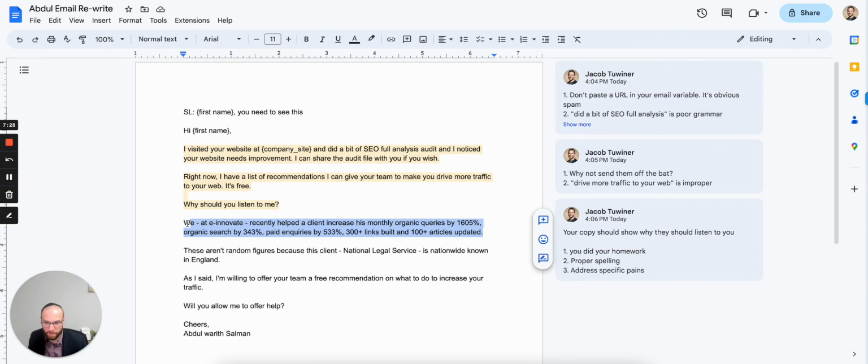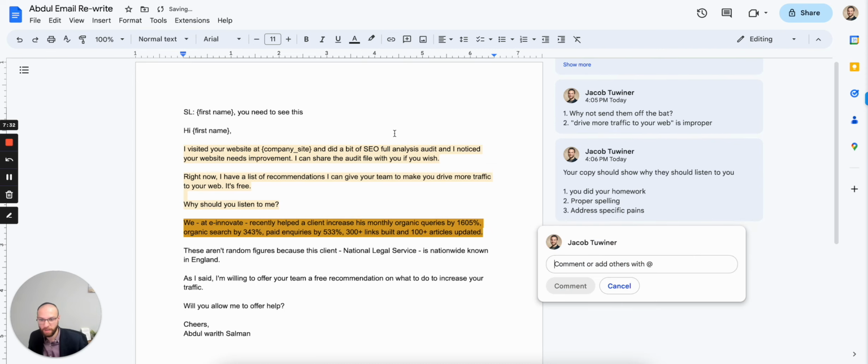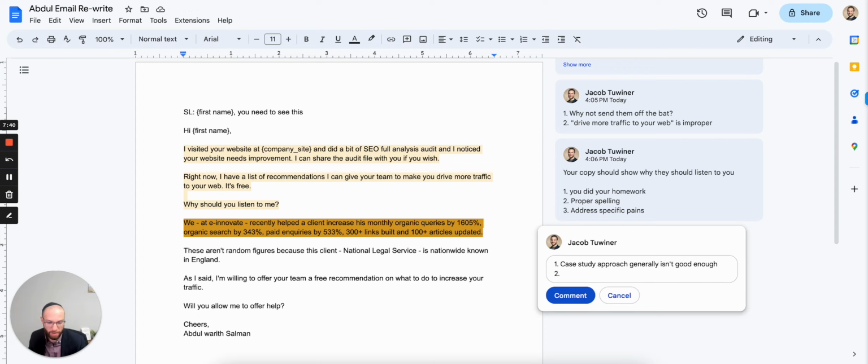So there's a few problems with this. This one is, 1, I don't like the case study approach anymore. Case study approach generally isn't good enough because everyone's doing it, and usually you use really outdated metrics, and they're just too long. It is good to use social proof and results, but it has to be way shorter than this, and it has to be way more specific.